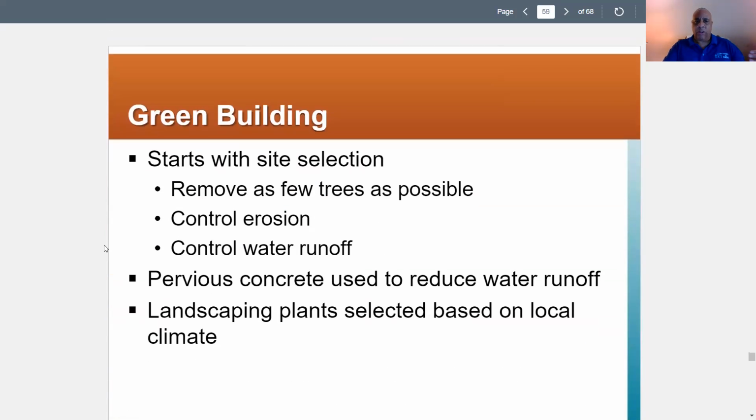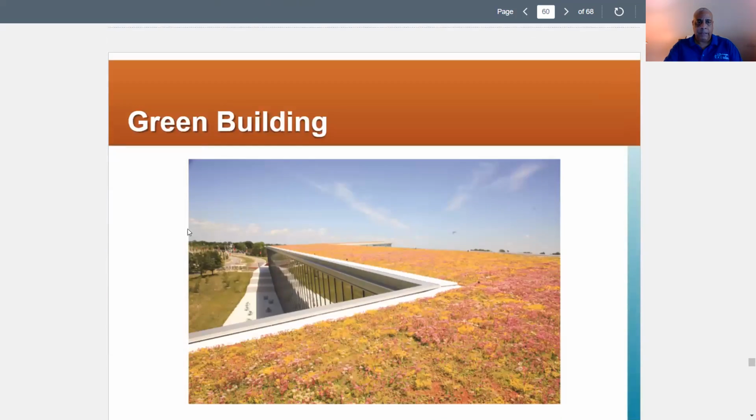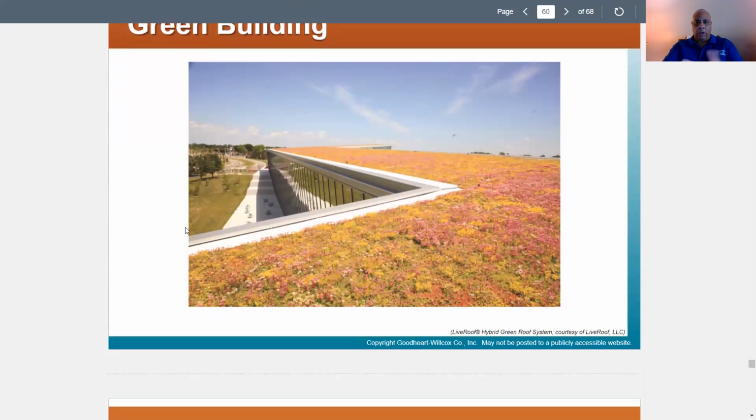Green building starts with site selection. So you have to remove as few trees as possible. You have to control erosion and control water runoff. Pervious concrete is used to reduce water runoff. Landscaping plants are selected based on local climate. This is an example of what we call a green building. Look at the vegetation on the roof.